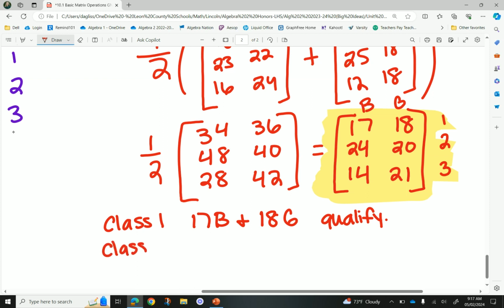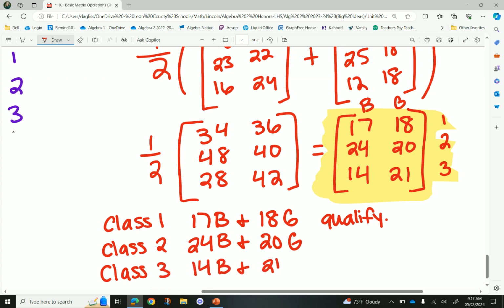Class 2 had an average of what? Anybody? 24 boys and... Kale, what do you think? 24 boys and how many girls for Class 2? Yeah. Eli, how about Class 3? Beautiful. 14 boys and 21 girls.